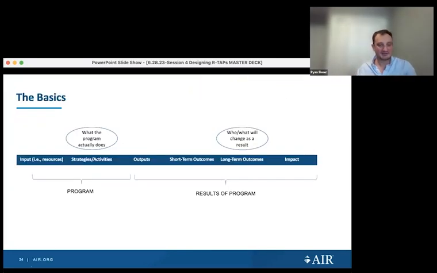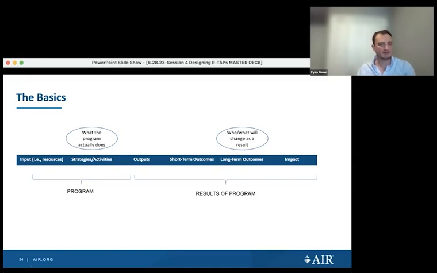In simplest terms, your logic model is going to articulate the relationship between your program and the results of the program. So on the program side, you have your inputs, so your resources, and then you have your strategies and activities. And then as a result of that, you have your outputs, so the outputs of those strategies and activities, and then the short and long-term outcomes to help you document impact.